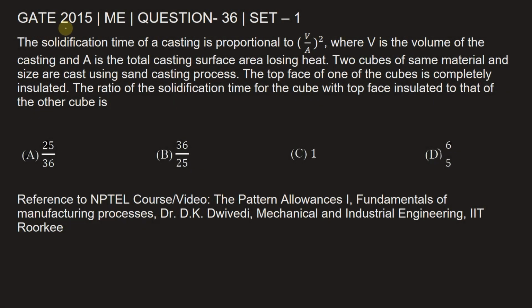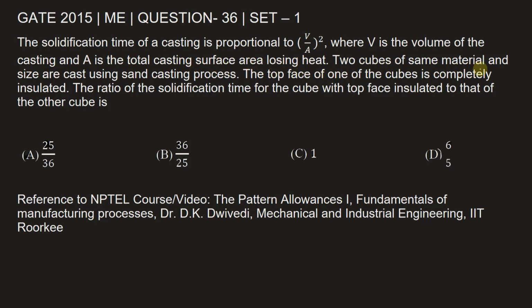This question is from GATE 2015 Mechanical Engineering paper, Set 1, question number 36. The solidification time of a casting is proportional to (V/A)², where V is the volume of the casting and A is the total casting surface area losing heat.